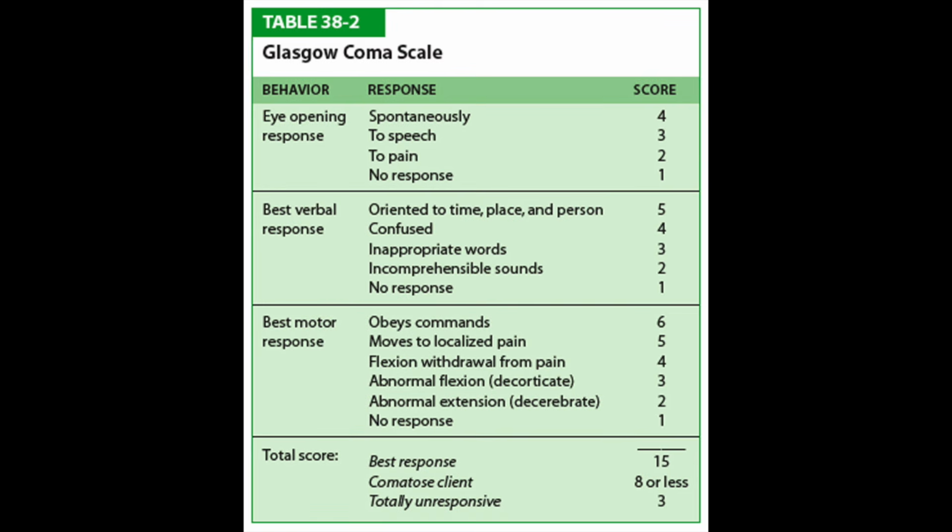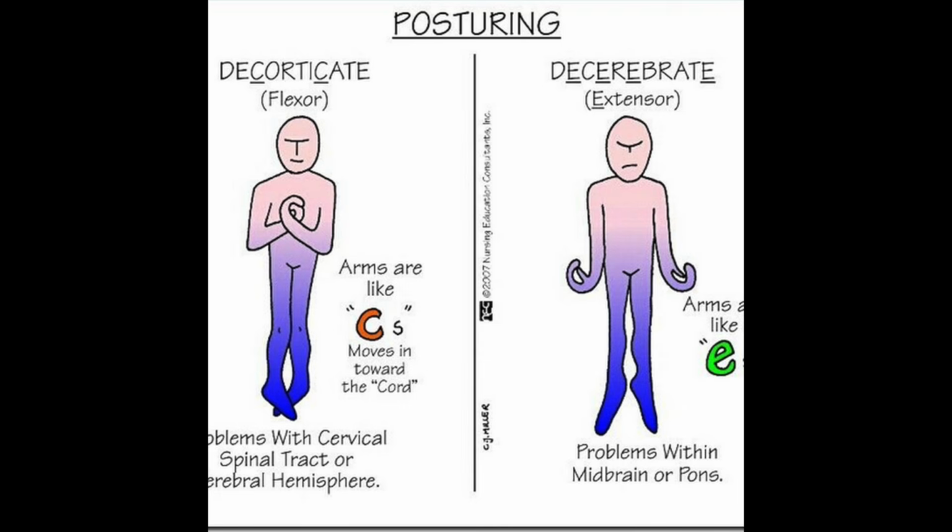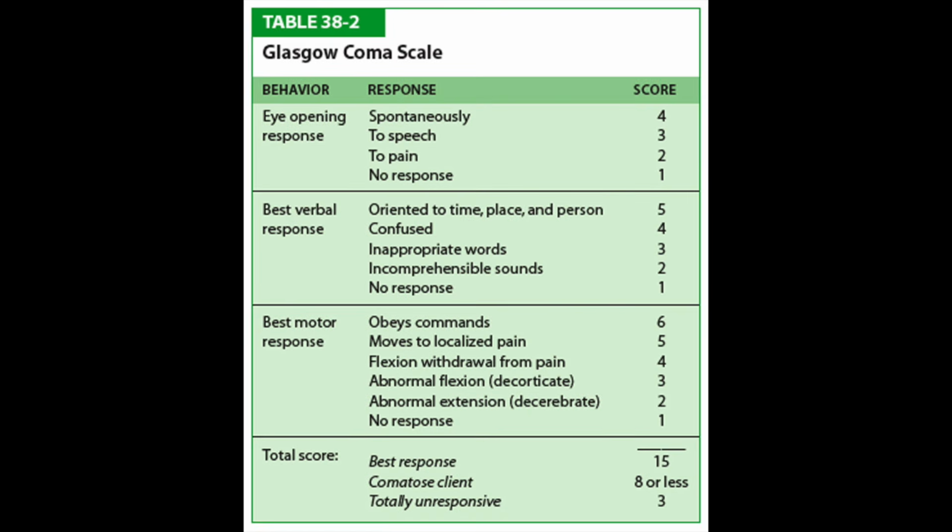If the patient's body flexes inwards, this is called decorticate. And the way you're going to remember this is that the patient moves towards the cord. They move towards their spinal cord. Everything flexes inwards. If the patient's body extends outwards, this is called decerebrate. If you apply pain and there's no response, then they get a 1. So this gives us a minimum of 3 and a maximum of 15.